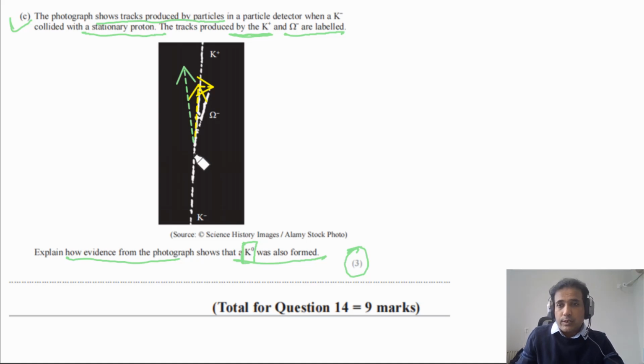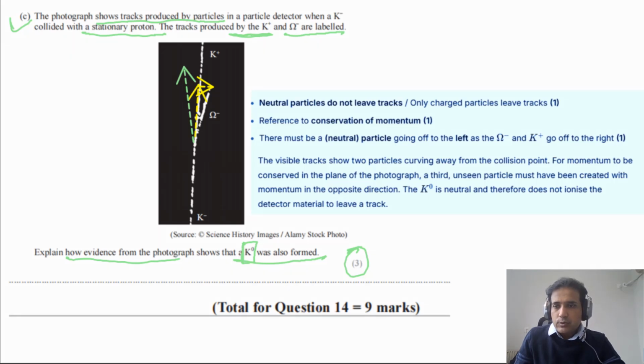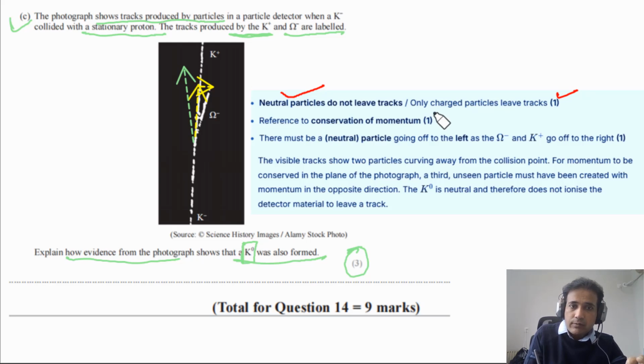If this makes sense to you, now let me show you how you can write down a proper answer. So the first thing you need to include is neutral particles do not leave a track. This point has to be in the answer, so you will get 1 mark. Second mark, if you have given reference to conservation of momentum: initial momentum has to be equal to the final momentum. So the momentum of kaon minus has to be equal to the momentum of omega minus, K plus, and K0. So momentum has to be conserved.